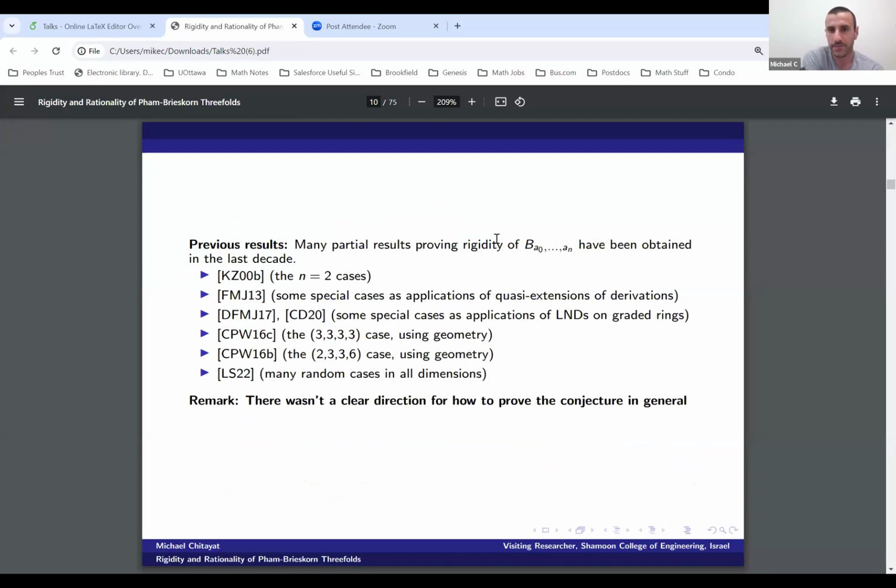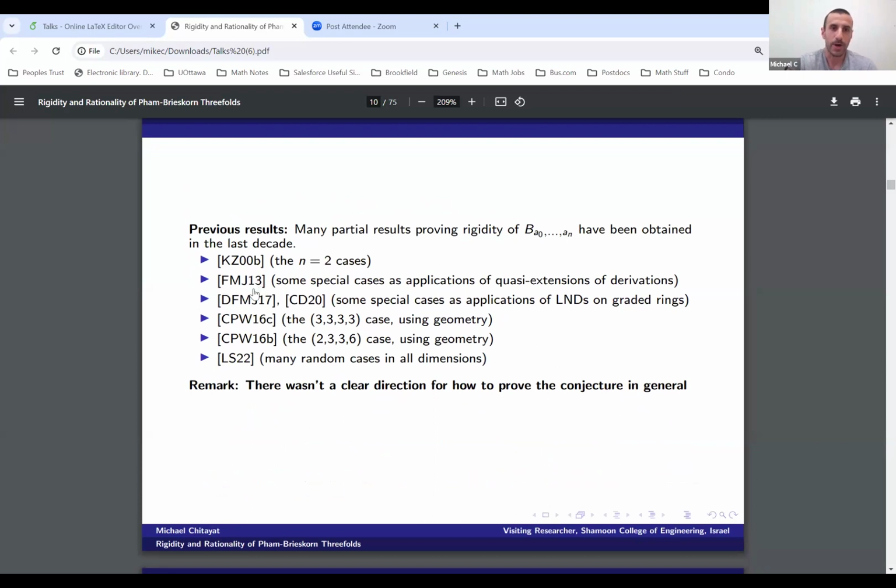Okay, so I'll just give a few comments about some partial results. It wouldn't surprise me if this list is not exhaustive. So as we mentioned before, Kaliman and Zeidenberg proved the 2-dimensional case. A paper by Freudenberg and Moser-Jocelyn from 2013 studies quasi-extensions of locally nilpotent derivations, and many cases of rigidity follow from their study of quasi-extensions. A paper by Daigle, Freudenberg, and Moser-Jocelyn from a few years later, and a joint paper with Daniel Daigle, proved some other special cases as applications of locally nilpotent derivations on graded rings.